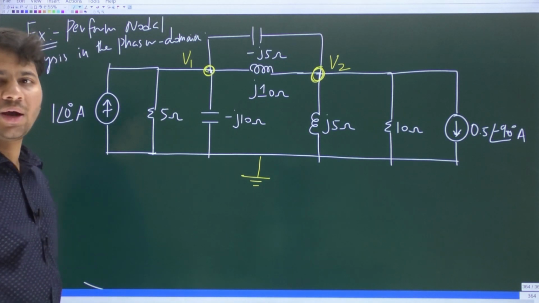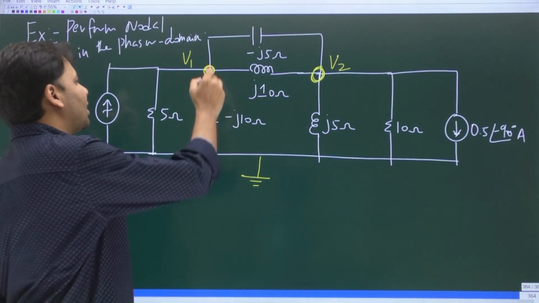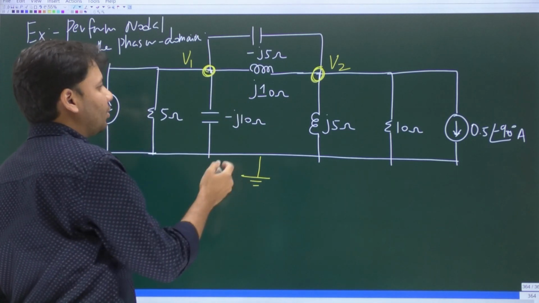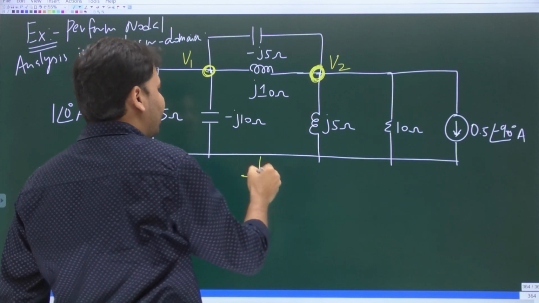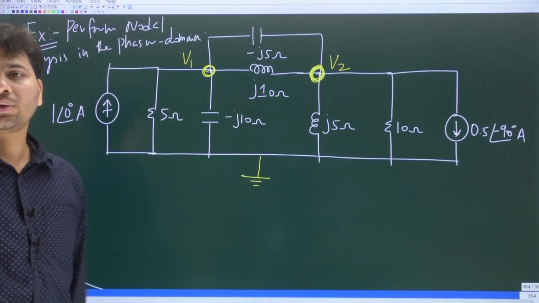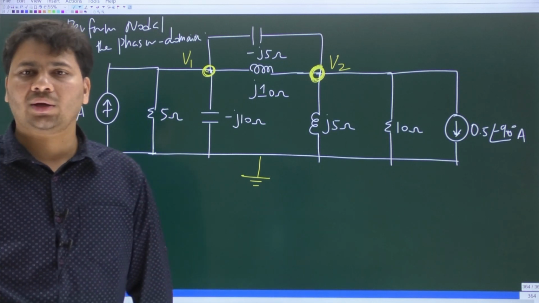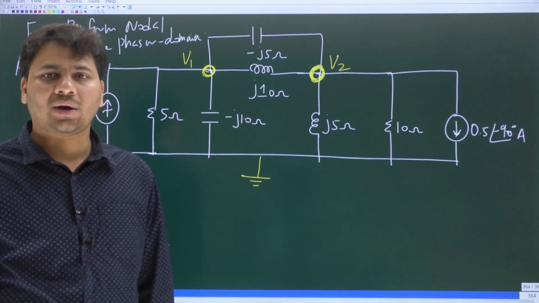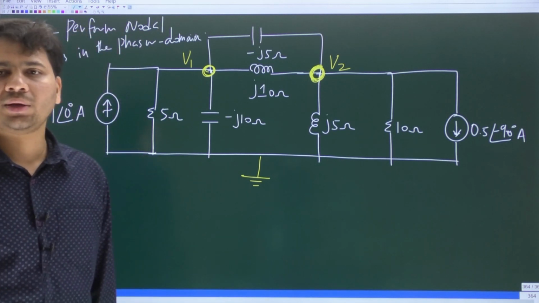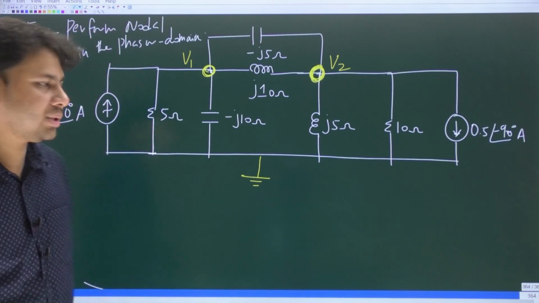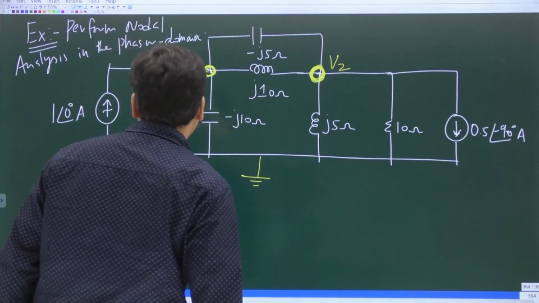So how many unknowns do we have? We have 2 unknowns. Capital V1, which is the phasor voltage at this node with respect to ground. Capital V2 is the phasor voltage at this node, again with respect to ground. To solve for 2 unknowns, how many equations are required? Obviously, you would need 2 equations. And how do you get those 2 equations? By writing KCL at each of the 2 non-reference nodes. Write KCL at this point. Also write KCL at this point.